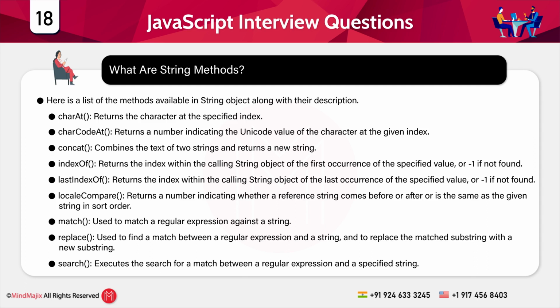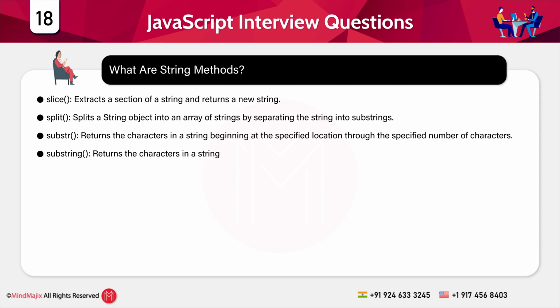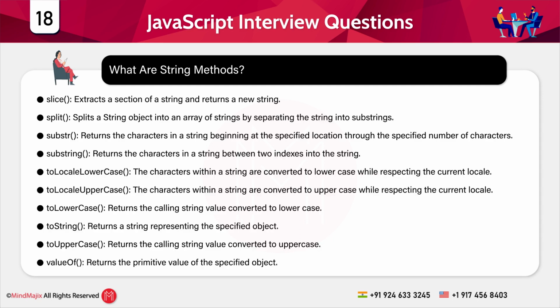Then various methods are localeCompare, match. It is used to match regular expressions against the string. replace, to replace the string. search, to search for a match between the regular expression and the specified string. slice, it is used to create a substring. split, it is used to divide a string into various parts. substr, it returns the characters in a string beginning at the specified location through the specified number of characters. substring, toLocaleLowerCase, toLocaleUpperCase, toLowerCase, toString, toUpperCase, valueOf. All these are the methods of the String object.